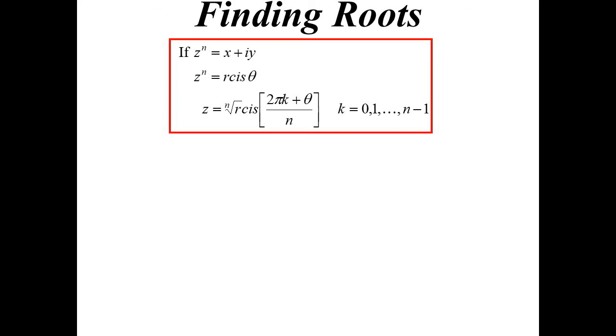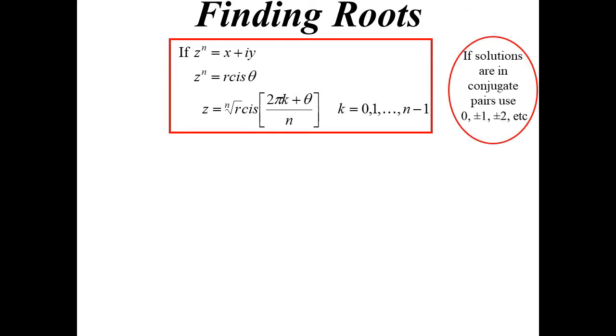Now, if you know the solutions are in conjugate pairs, you don't have to use 0, 1, 2, 3, 4, 5. Any consecutive numbers will work. So if you know they're in conjugate pairs, then spacing it around 0 is a sensible thing to do, because the plus or minus 1 and the plus or minus 2 will create the conjugates that you need. All right, let's find the square root of 4i then. So z squared is 4, well, cis pi on 2.